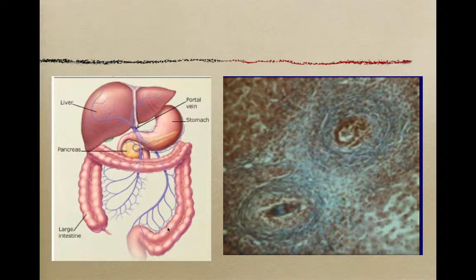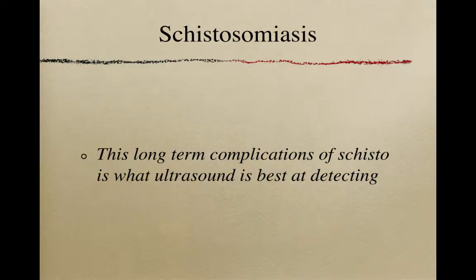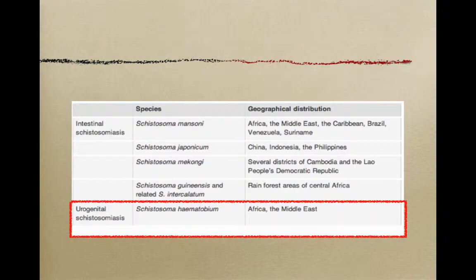And either if they get stuck within the intestinal wall or if they get washed back up through the mesenteric circulation into the portal vein and then deposited into the liver itself and fibrose there, this is really what causes problems. And it's these long-term complications of schisto that ultrasound is best at detecting. So we're going to break this lecture up into two main types of ultrasound. We're going to talk about ultrasounding for both urogenital and for intestinal schistosomiasis.